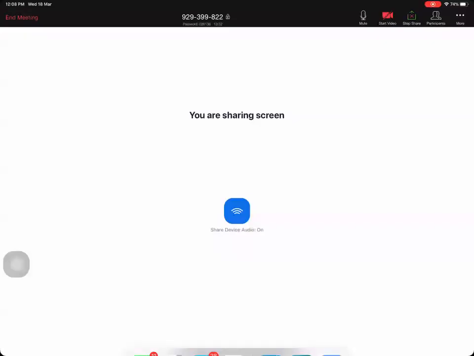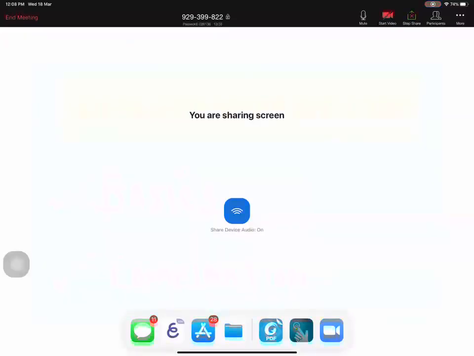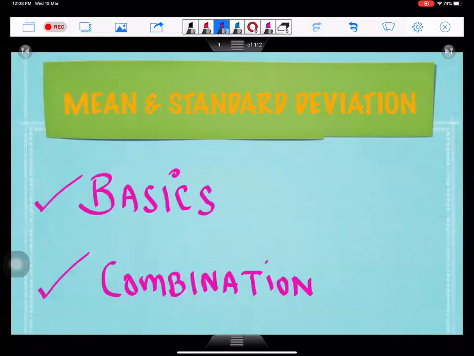We are starting with the review of mean and standard deviation: the basics of mean and standard deviation in relation to raw data, frequency distribution, and then advanced questions in which a person enters or leaves the group, and advanced questions in which there is a combination of two sets of data.